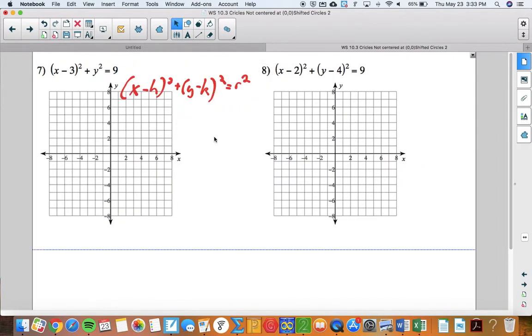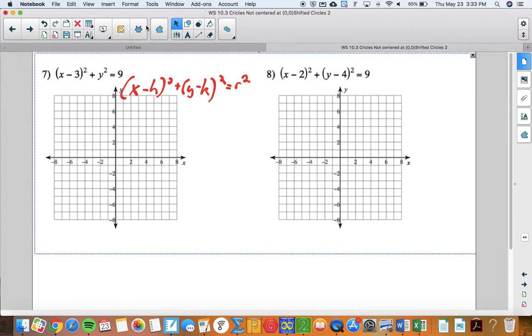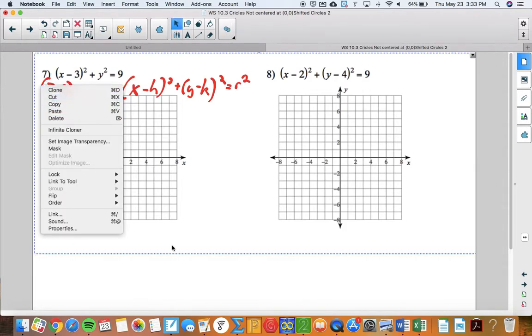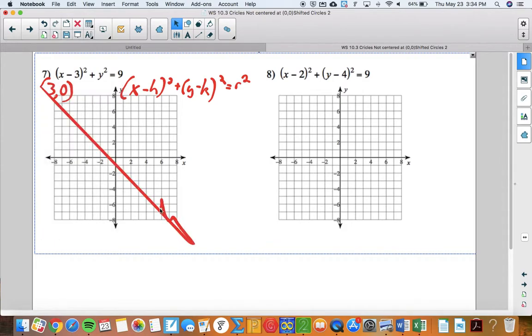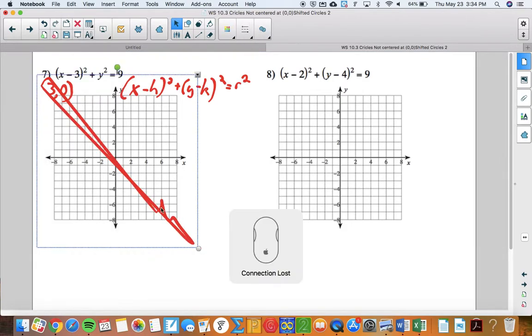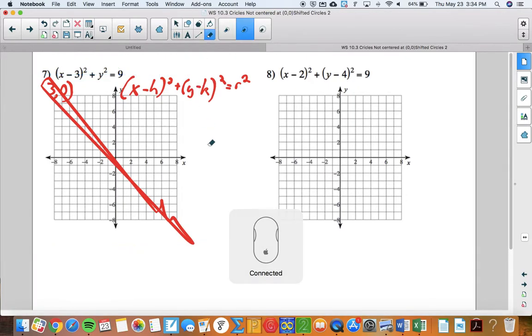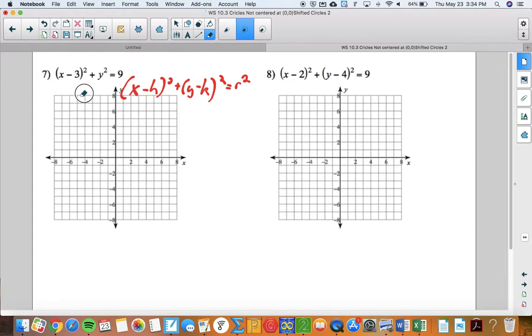What's getting subtracted from x? It's a 3. Getting subtracted from y, nothing. So the center is at 3, 0. And the radius is 3.